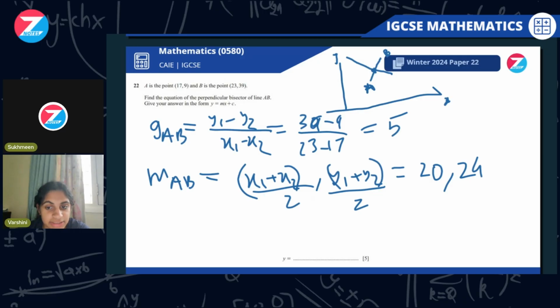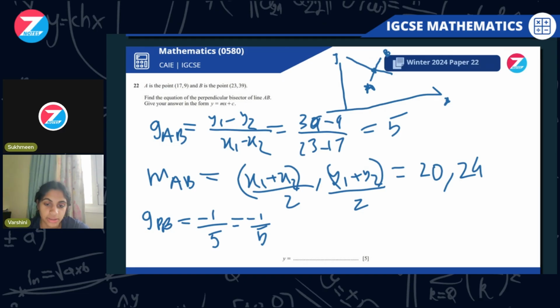So now we know that the gradient of the perpendicular bisector, this line, is going to be the negative reciprocal of 5. So that's going to be G of PB, which is perpendicular bisector, equal to minus 1 by 5. Can't simplify that any further.